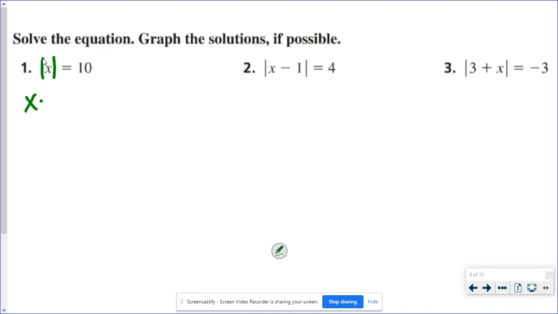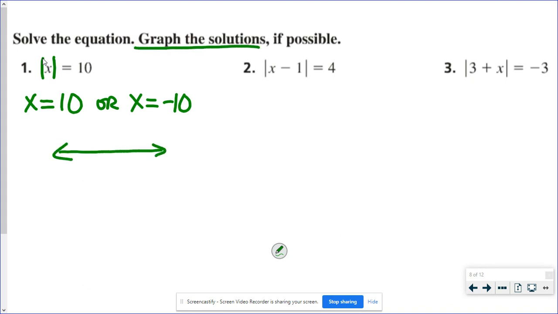So I'm going to say x equals 10. There's my first one. Or my other answer is going to be that x equals negative 10. Now, this didn't have anything else to solve. Those are my 2 answers. When I'm asking you to graph the solutions, here's what I need. I don't even care if you put a 0 on here. I know that negative 10 is my smaller number, positive 10 is my bigger number. Graph a point there and a point there, and you're done.